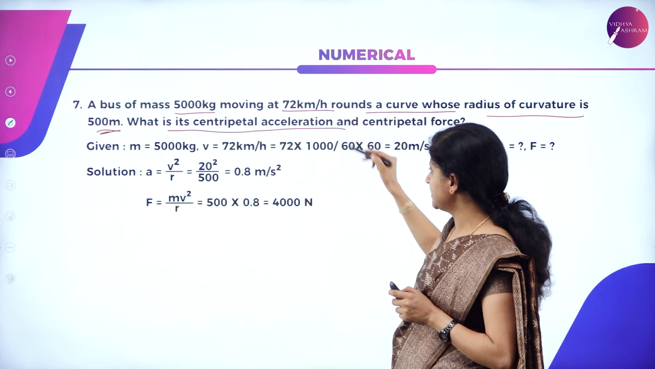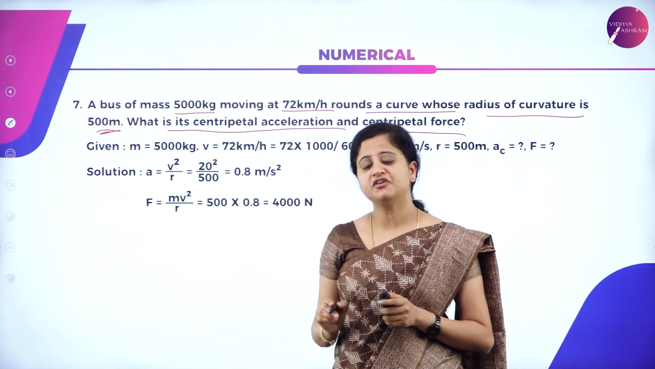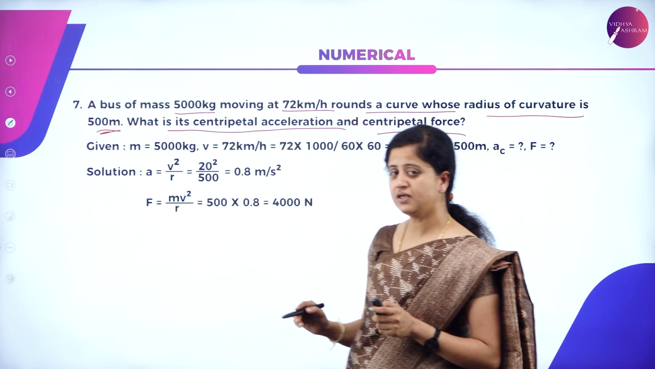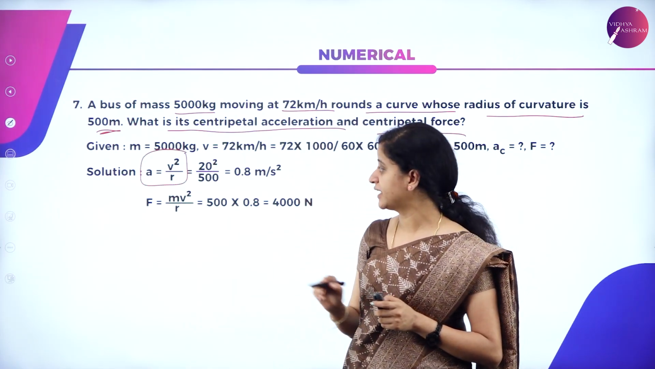What is its centripetal acceleration and centripetal force? So the formula to find centripetal acceleration is so easy and we are all familiar with that. That is a is equal to v square divided by r.